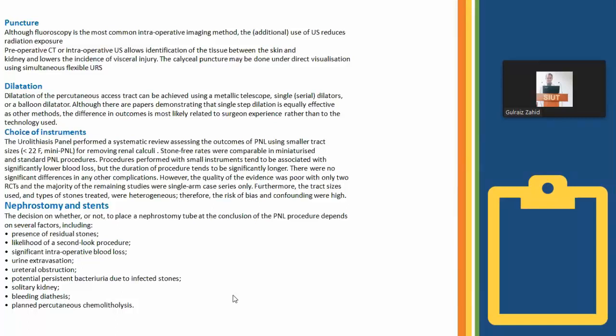Nephrostomy and stents. The decision of whether or not to place a nephrostomy tube at the conclusion of the PNL procedure depends on several factors, including presence of residual stones, likelihood of a second look procedure, significant intraoperative blood loss, urine extravasation, ureteral obstruction, potential persistent bacteria due to infected stones, solitary kidney, bleeding diathesis, and planned percutaneous chemolysis.